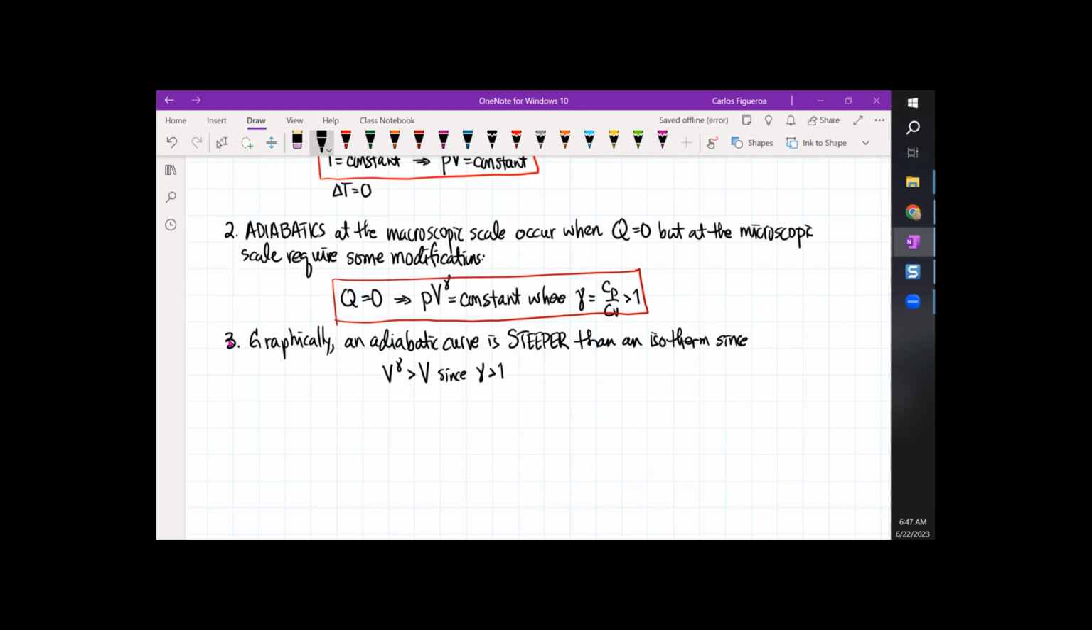So now if I plot this, what am I seeing here? I have, let's say that this is an isotherm. And then here's another isotherm. What you're going to see here is that if this is T1 and this is T2, we know that then T2 has to be greater than T1. So then an adiabatic curve can go from here to there.